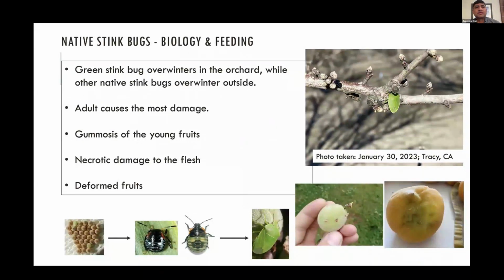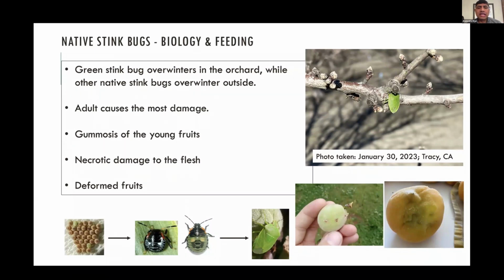This green stink bug is really the only stink bug species that basically overwinters in the orchard. The majority of the other stink bug species go somewhere else after the season for overwintering. They need a little bit warmer condition, and then they leave the orchard. But the green stink bug is known to overwinter inside the orchard. This is also a common pest in almonds. In some cases you can see just the green stink bug right there on the spur in an almond orchard in January. So you can think about it, it's pretty cold out there at that time.